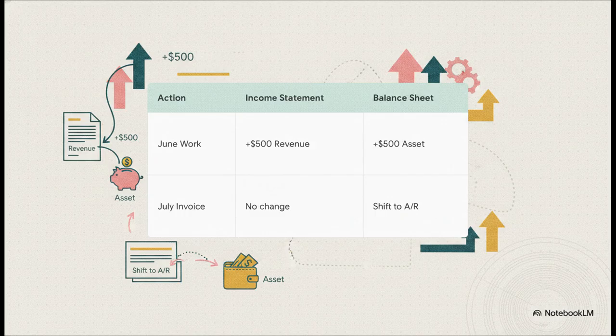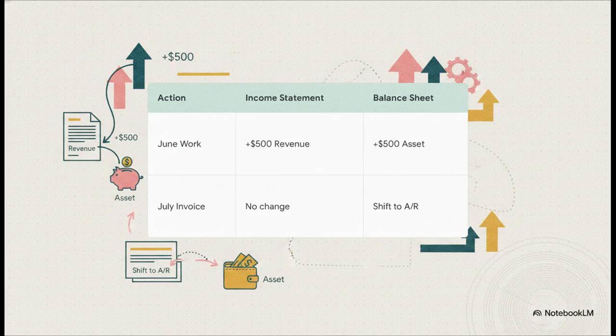Then in July, when that official piece of paper, the invoice, is finally raised and sent to the client, the revenue doesn't get touched on the income statement at all. It stays safely locked into June where it belongs. Instead, over on the balance sheet, that $500 asset simply jumps categories. It moves from the temporary accrued revenue bucket right over into accounts receivable. And eventually, down the road, when the client finally writes the check, it jumps one last time from accounts receivable straight into the actual cash account.